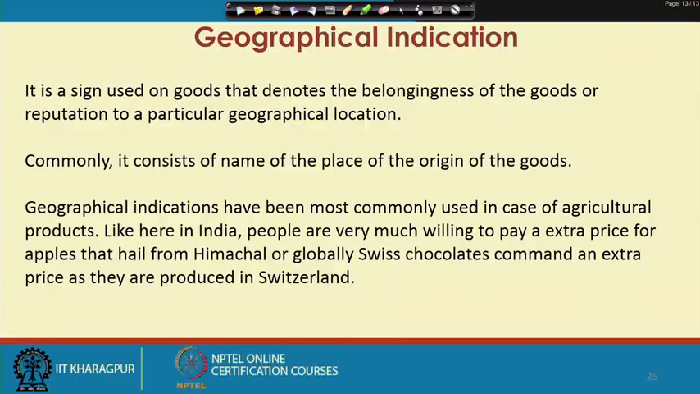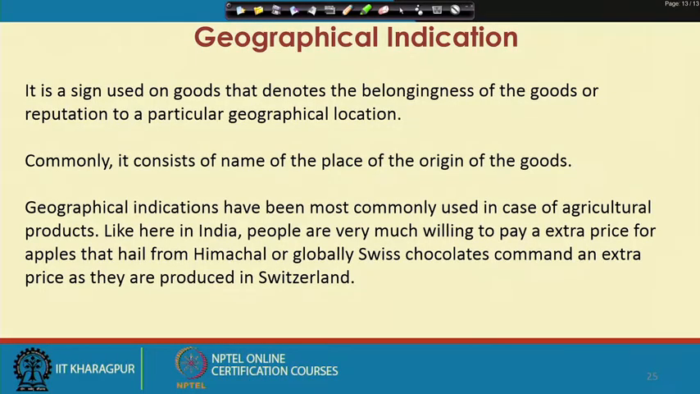Welcome back. In the last lecture, we have discussed patents, trademarks, and also industrial designs. In this section, we will discuss geographical indications.